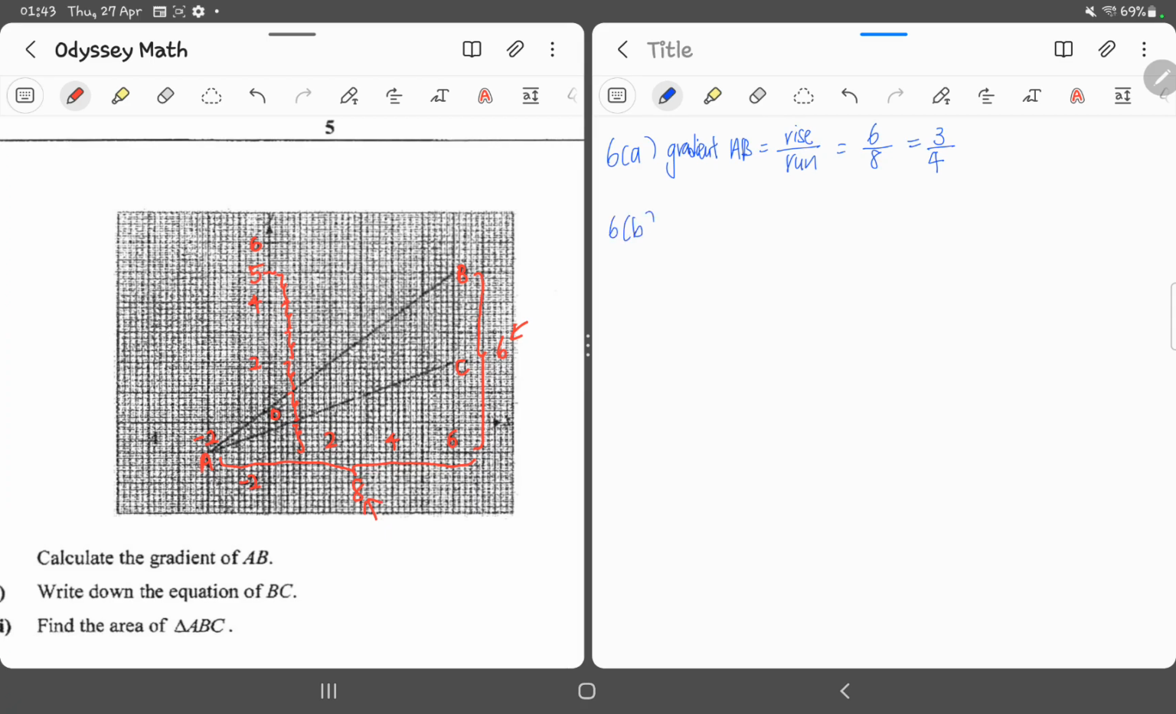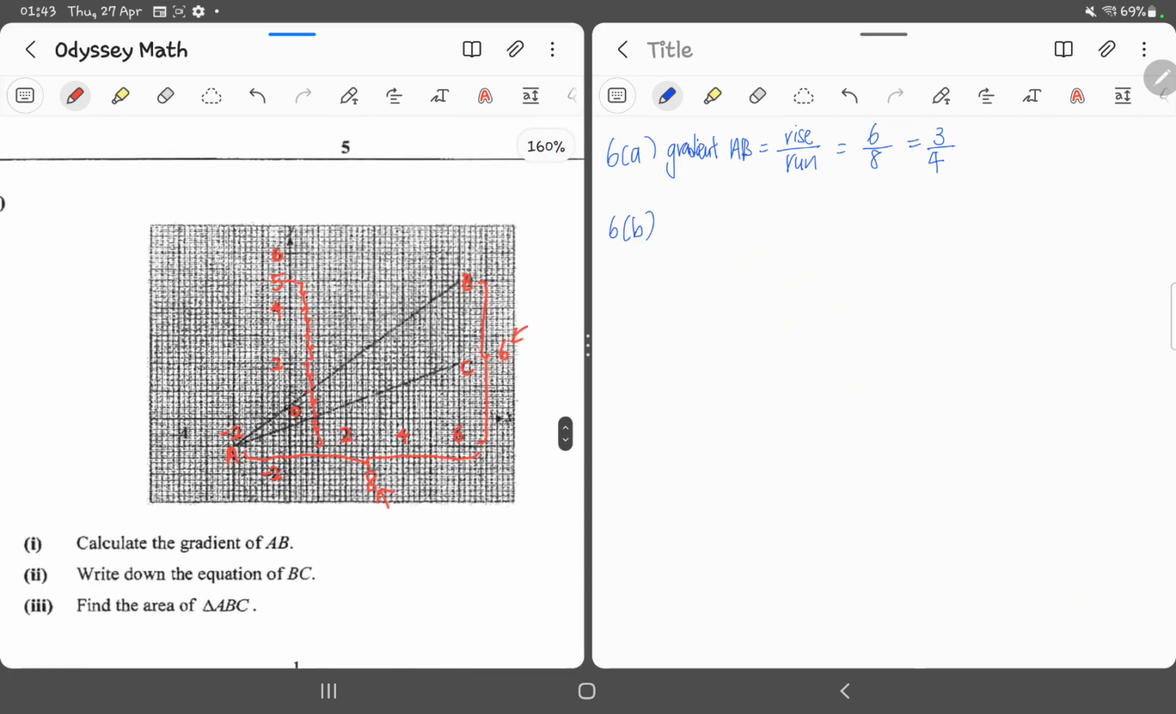Now let's do 6b. Write down the equation of BC. So what is the equation of this BC over here? It's actually a vertical straight line, so it cuts through the x-axis at x equals 6. So the equation of BC is x equals 6.